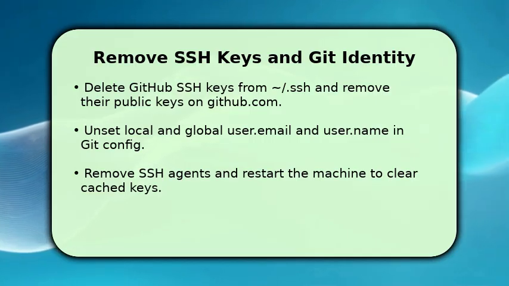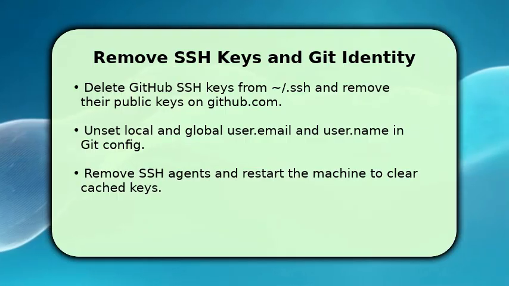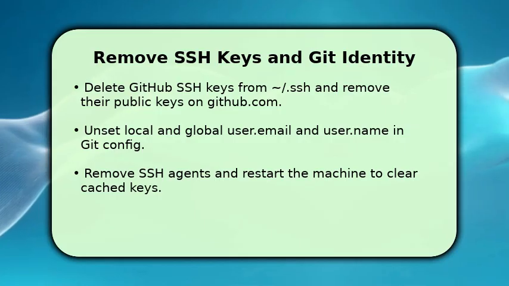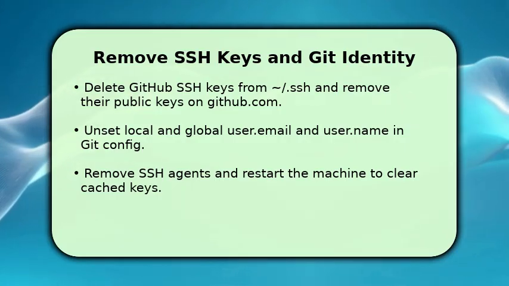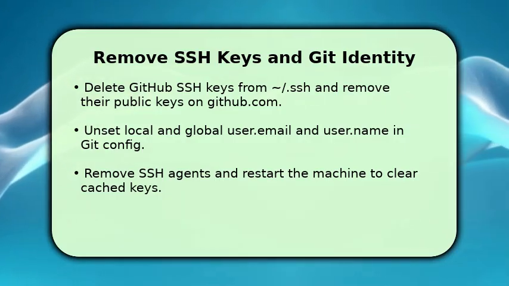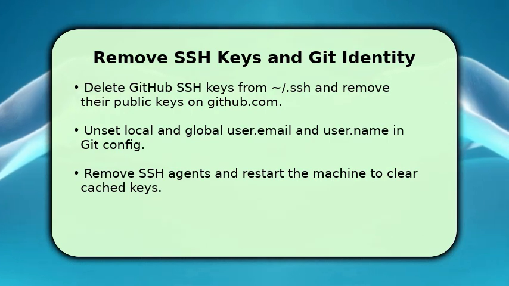Unset local and global Git identity values with git config --global --unset user.email and git config --global --unset user.name. Kill any running SSH agent processes and restart the machine to ensure cached keys and agents are cleared completely.